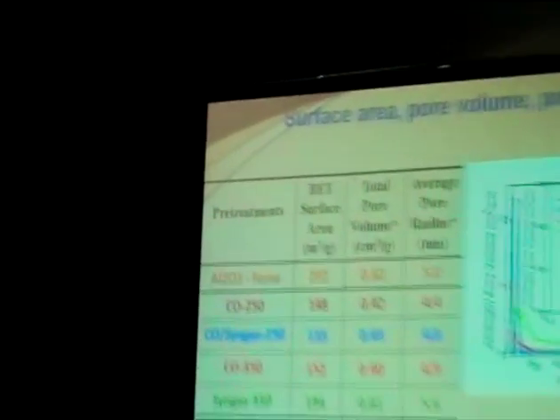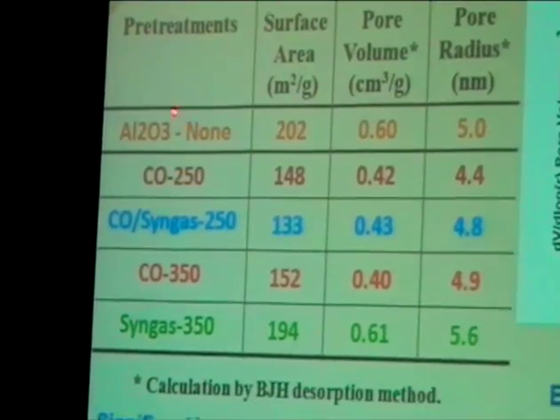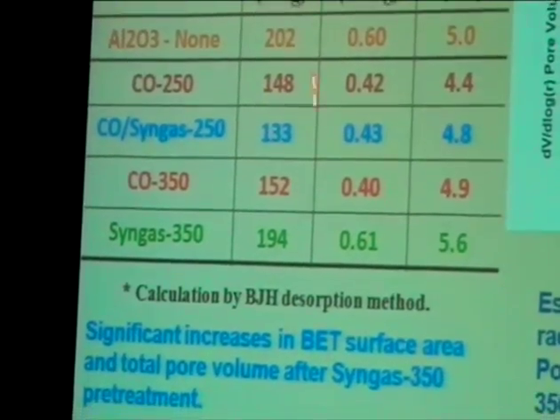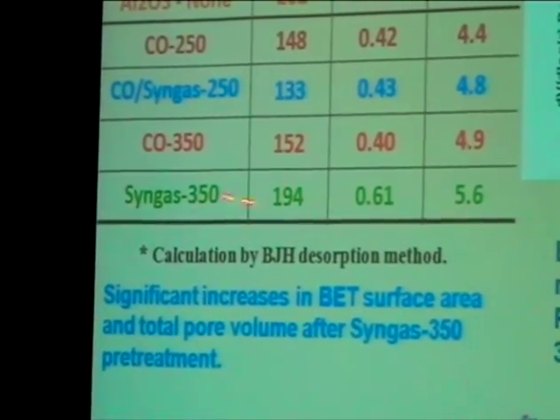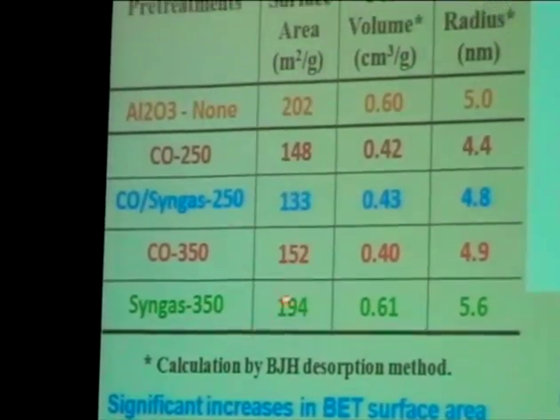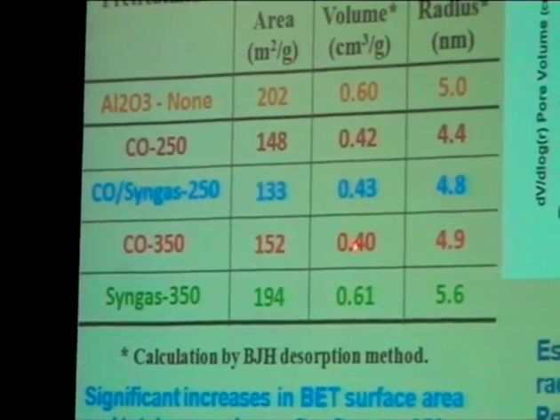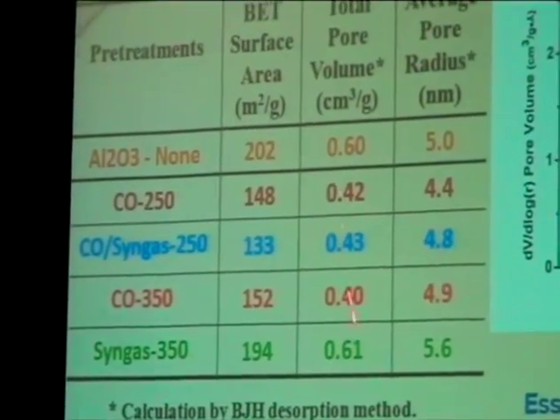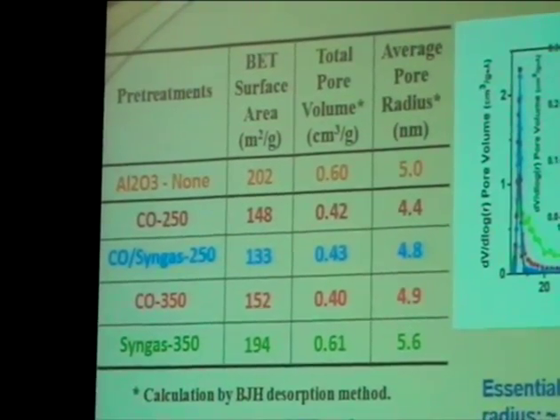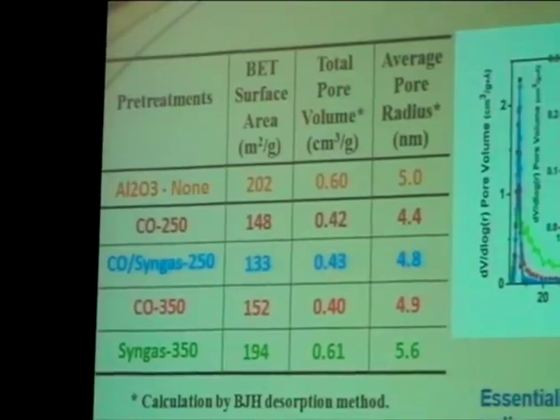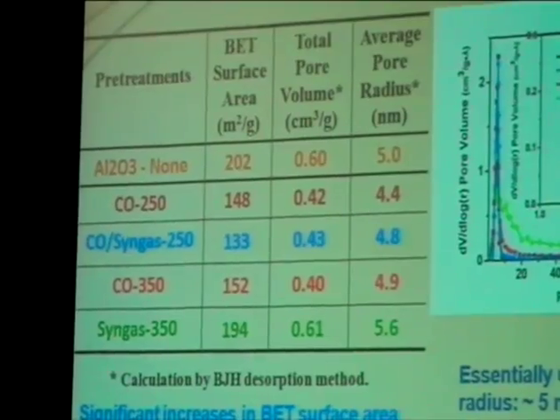Okay, the BET characterization results are shown here. Alumina support for comparison is shown here. After pretreatments, there's a reduction in the surface area, and syngas gives the highest surface area. Pore volume decreases more or less, and it's similar for pretreatments, except again syngas, which tends to be close to the alumina support alone. And the pore radius is about 5 nanometers for this type, similar to the original.